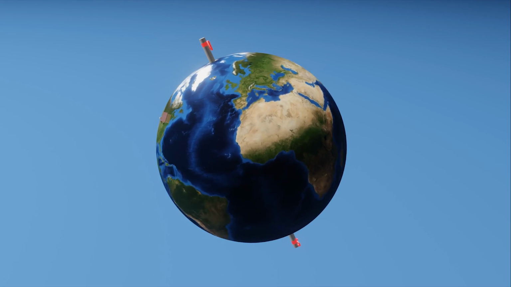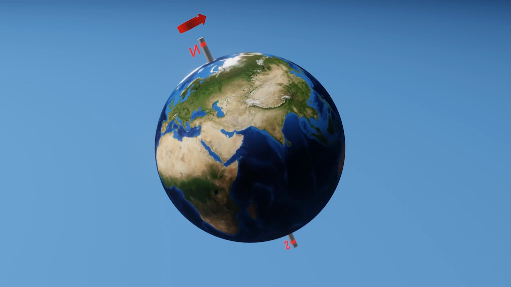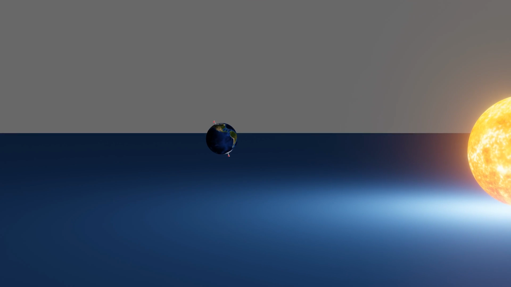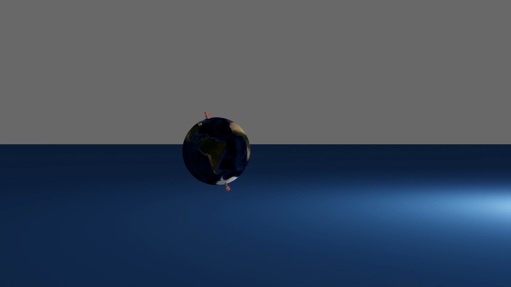Although the Earth rotates about its central axis, the North and South Pole, like this, while completing one orbit around the Sun, which is a year, the tilt never changes its direction. This allows the Sun to interact with different places on Earth throughout the year.